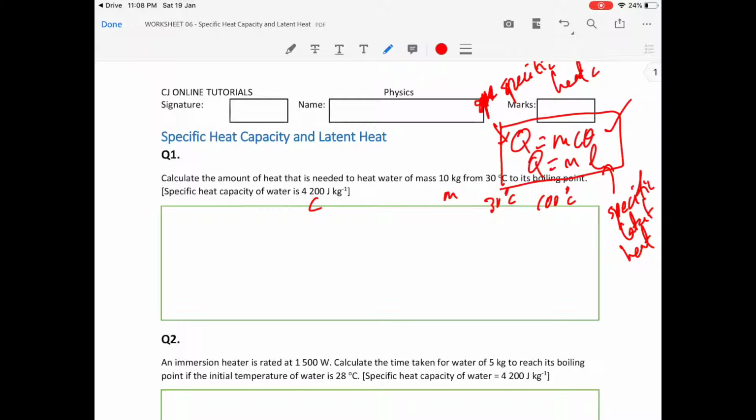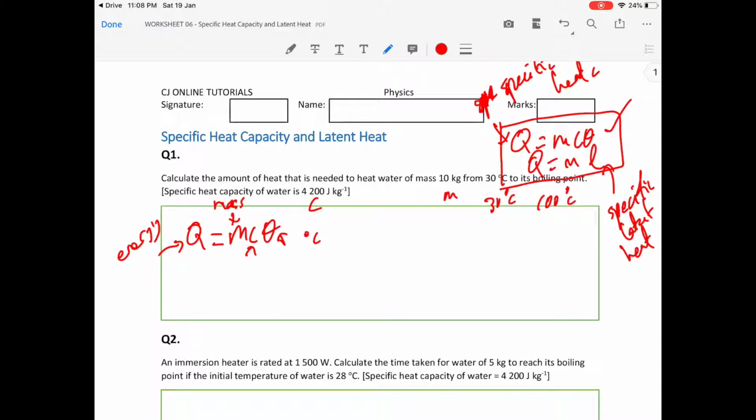Let's write down the equation first. Q equals mc theta. Recall, Q is heat energy, so it's in joules. m is mass in kilograms, the SI unit. Theta is in degrees Celsius, the change from the highest temperature to the lowest temperature. And c is specific heat capacity, the complicated one that all of you don't like. That's joules per kilogram per Celsius.